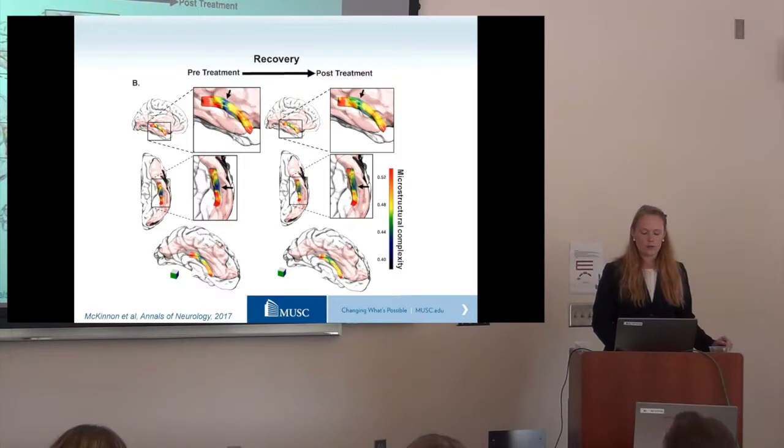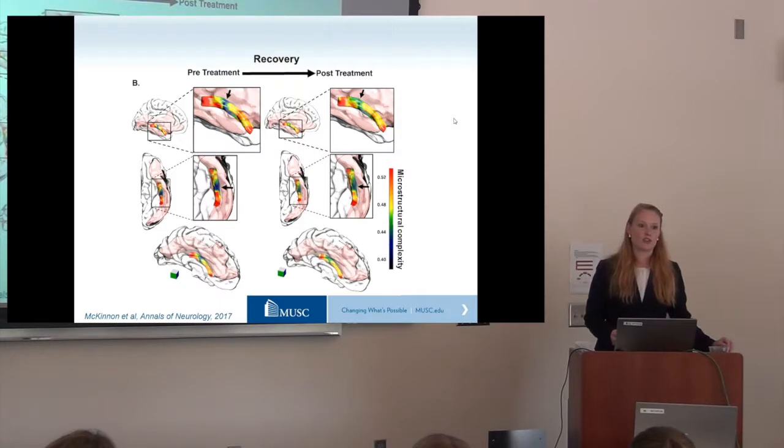And the tract is color-coded with some sort of measure of microstructural complexity. And we looked at if this microstructural complexity changed before and after treatment. And so you can see here, especially in this location where the integrity was most lost, or where the tract was broken the most, we saw some significant changes from before treatment to after treatment. And this is an example of one patient, but we actually showed that the more recovery they showed, there was more increase in microstructural complexity.